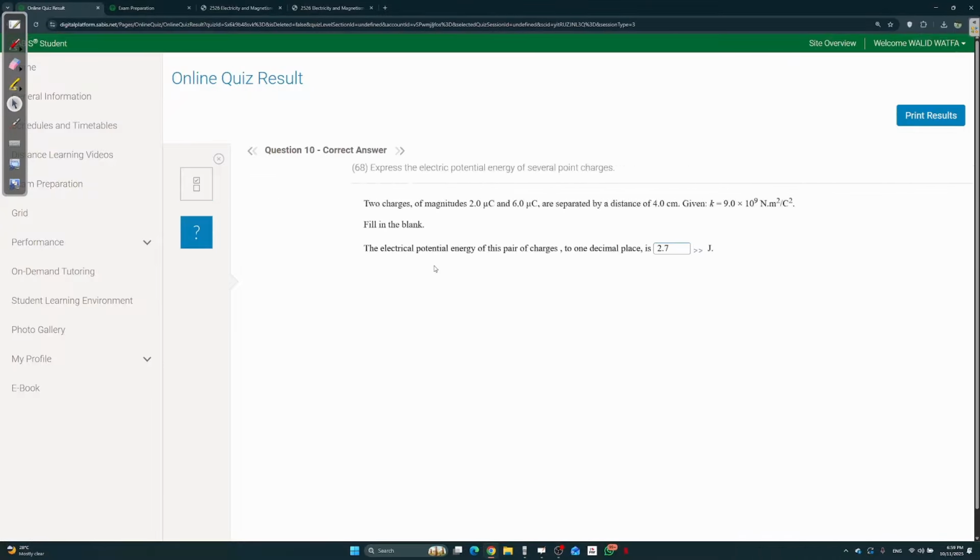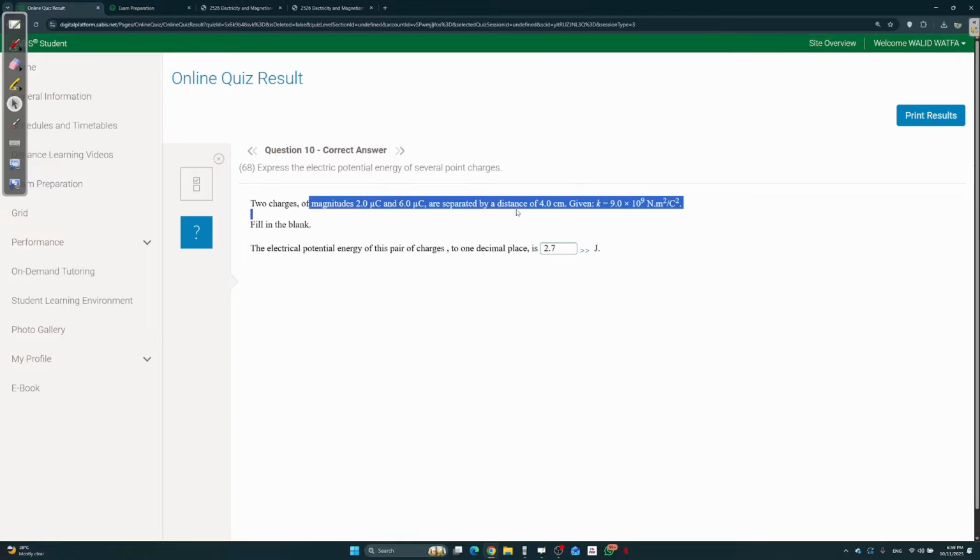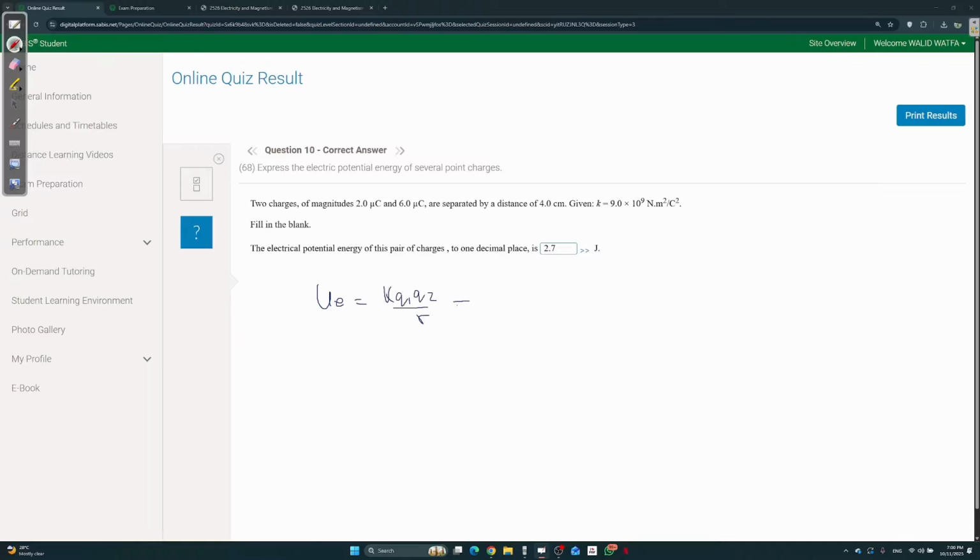Yes. Q10, two charges of 2 and 6 are separated by a distance of this. Given K is this, what's the electric potential energy? We know this. U electric is K, Q1, Q2 over R. So 9 times 10 to the 9, times 2 times 10 to the minus 6, times 6 times 10 to the minus 6, over 0.04. You get this.